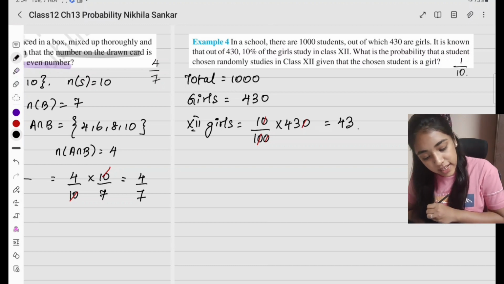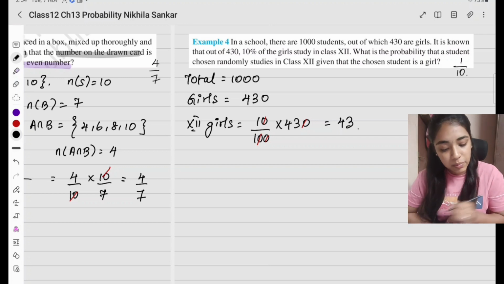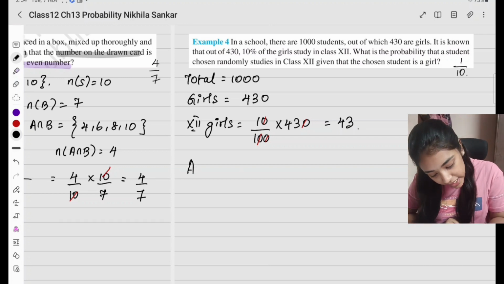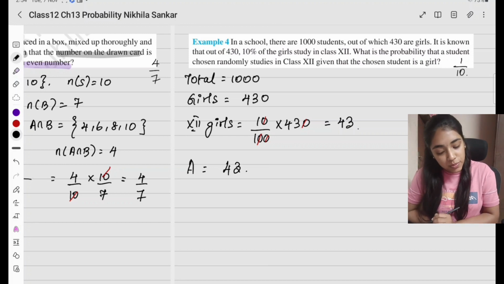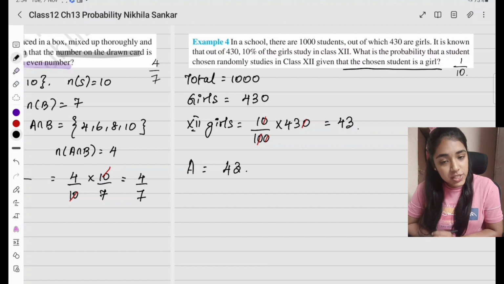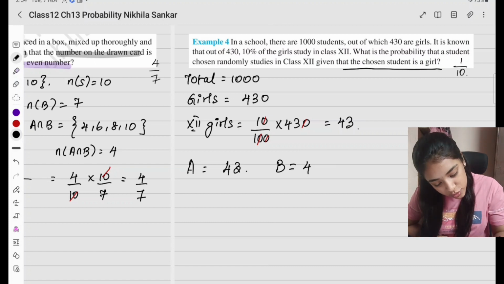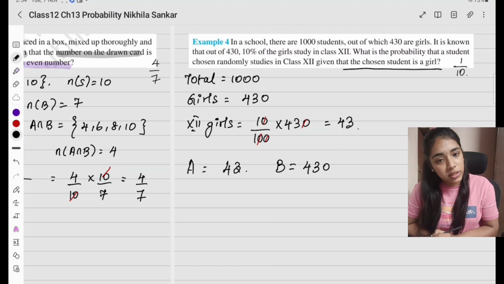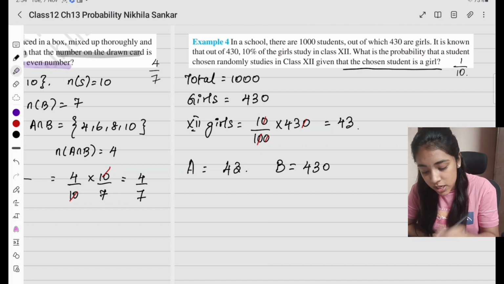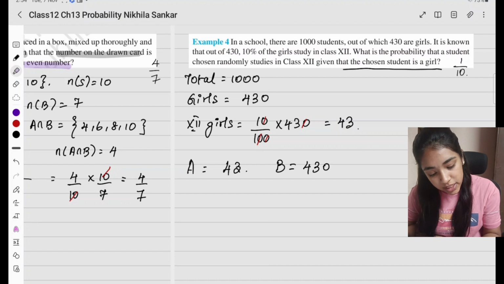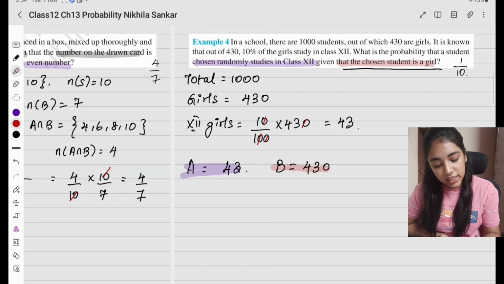What is the probability that a student is chosen randomly from class 12? So ipo A event is going to be girls chosen from class 12, which is going to be 43. Given that the chosen student is a girl, appo given enadhu chosen student is a girl na, it is going to be 430. புரிஞ்சுதா? Event A o event B o என்னன்னு புரிஞ்சுதா? You have to understand what is the probability that the student chosen randomly studies in class 12. Class 12 is going to be my event A, and given that chosen student is a girl, is going to be girl எத்தனை இருக்கு? 430. Clear? A and B என்னன்னு எழுதியாச்சு.